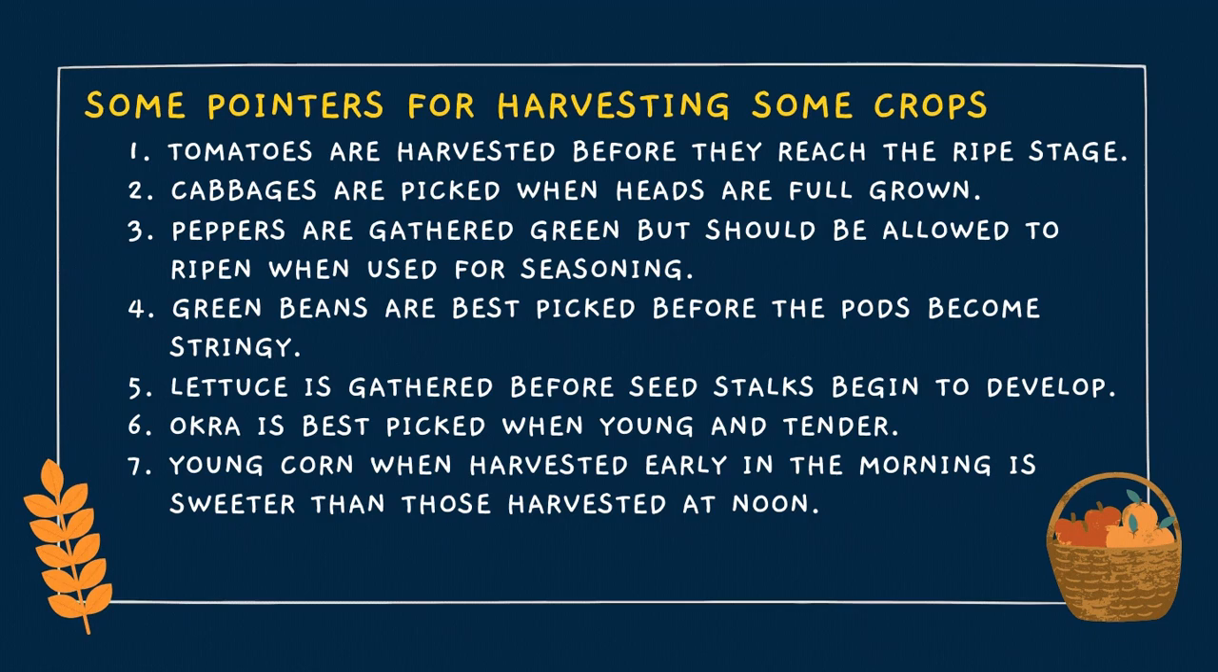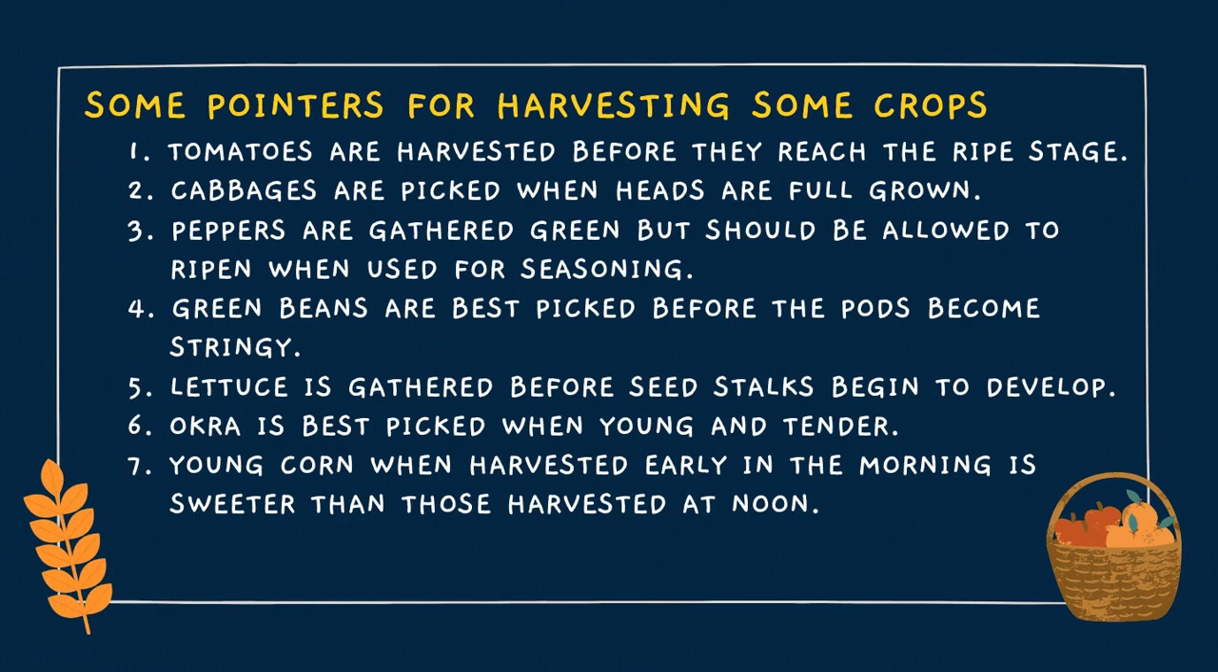These are some pointers for harvesting some crops. Number 1. Tomatoes are harvested before they reach the ripe stage. Number 2. Cabbages are picked when heads are full grown. Number 3. Peppers are gathered green but should be allowed to ripen when used for seasonings. Number 4. Green beans are best picked before the pods become stringy.